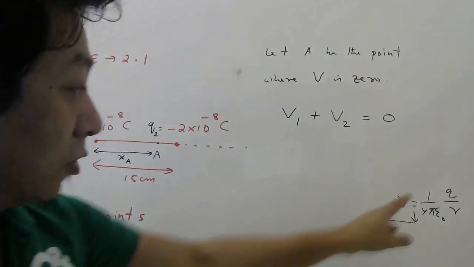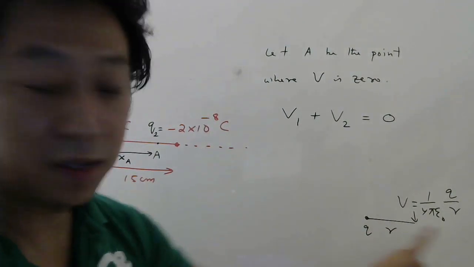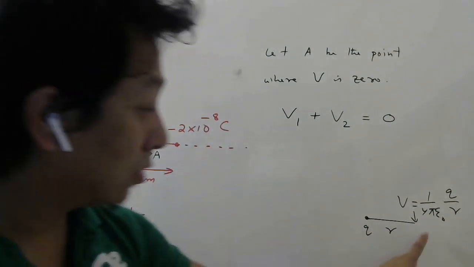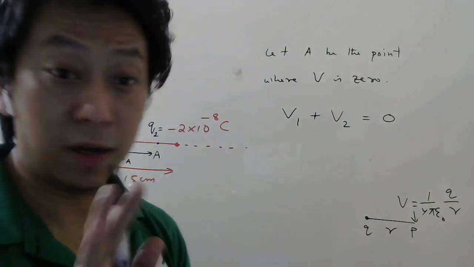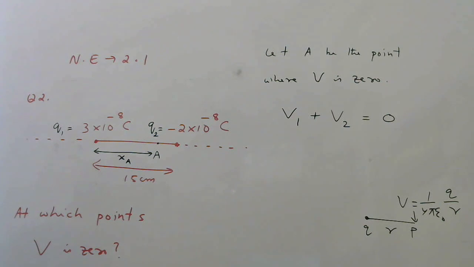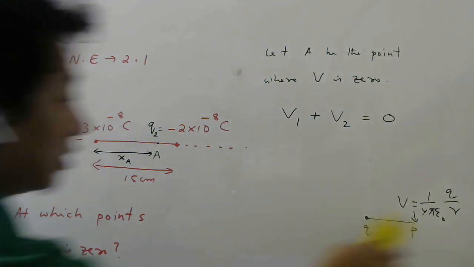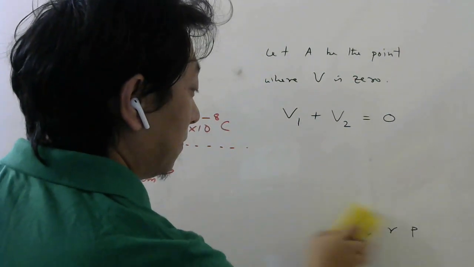So it is 1 by 4 pi epsilon naught q by r. R is the distance of the source charge to the point where we want potential this time, not electric field. Okay, students? Fine. So this formula you should remember all the time.